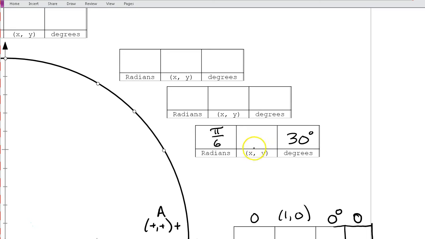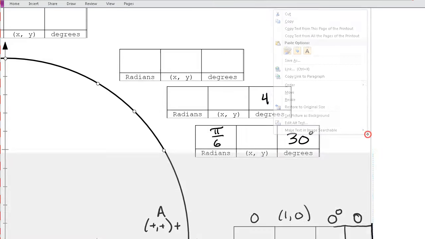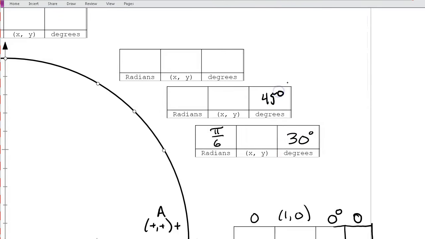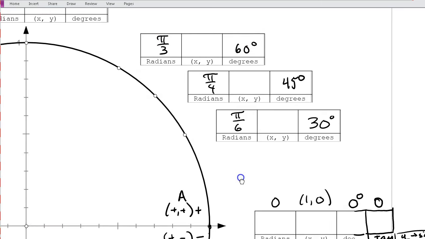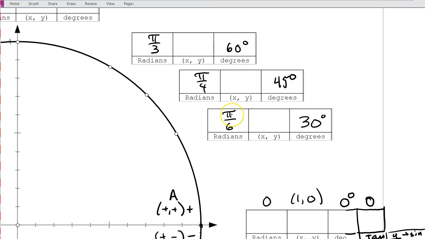And then we'll talk about the coordinates and the tangent in a minute. Our next one is going to be 45 degrees, which would be our pi over 4. And then we would have 60 degrees, which is our pi over 3. So notice in my first quadrant, we're looking at patterns here. My pi over 6 is closer to the x-axis. My pi over 3, which is bigger, is closer to the y-axis, and my 45 is right in the middle.